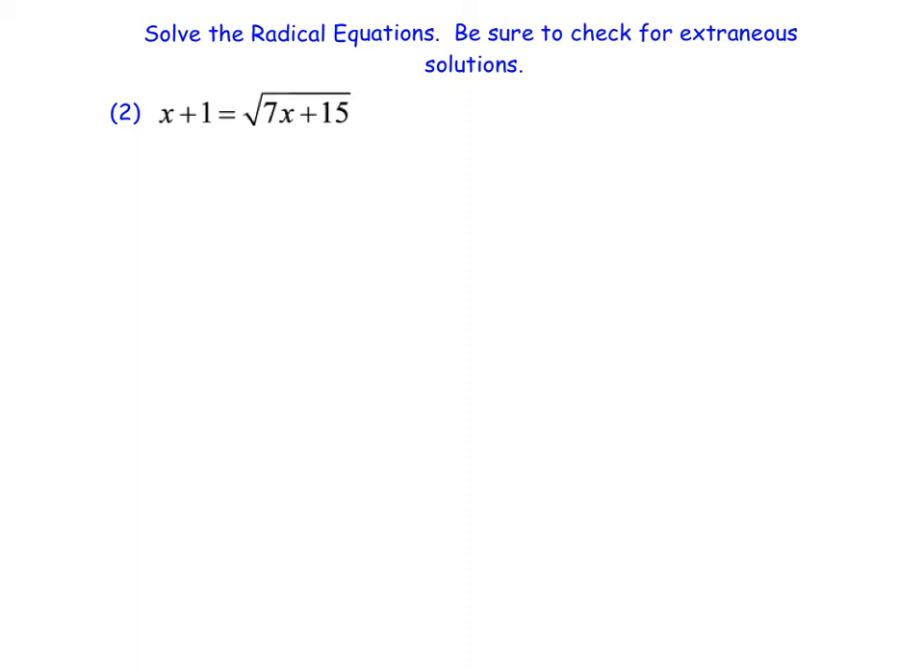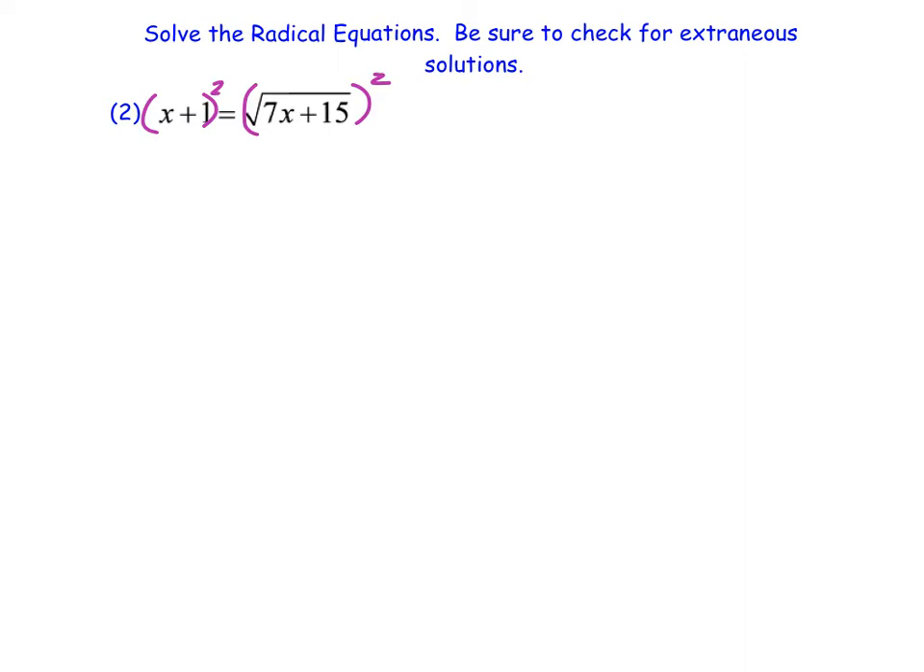If I look at this example, I notice that my radical is already by itself, which is great. I don't have to rewrite my equation in order to take care of that first step. Now, I notice this is a square root, so I'm going to square both sides of the equation. When I look at this, I notice that this is a little more complicated than the examples I've seen in the past.